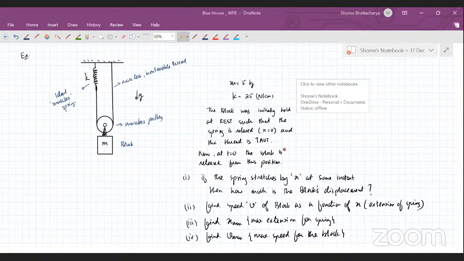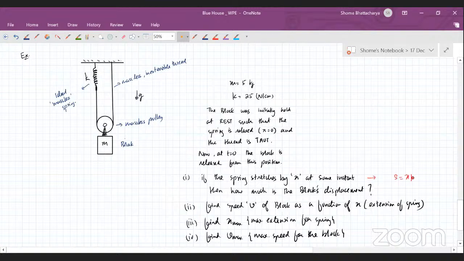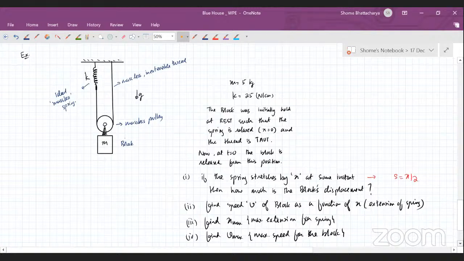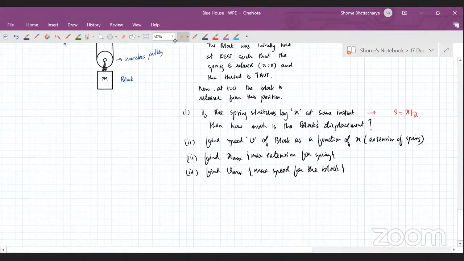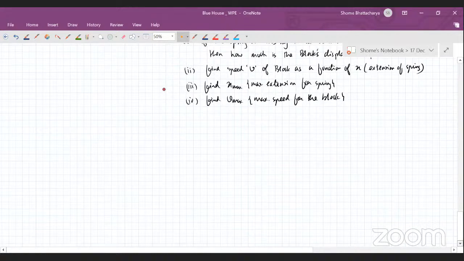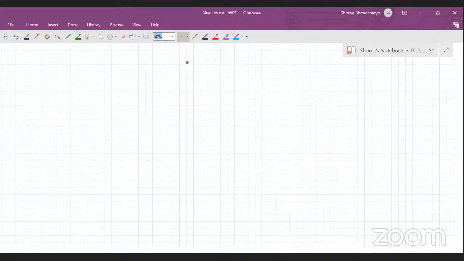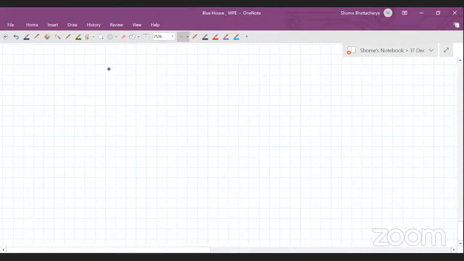Okay, so let's understand the first thing here. The displacement of the block will be equal to x by 2. So let's understand the reason for that. One is you can just understand it as a matter of thread length conservation. Okay.